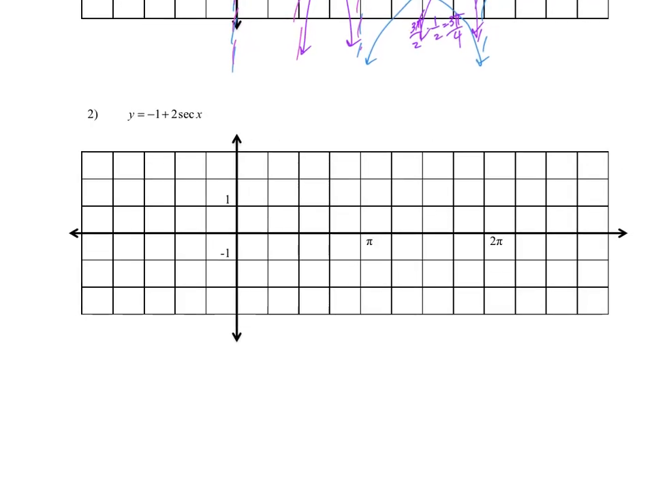So this one, parent graph. Parent graph is secant. So secant of x is the reciprocal of cosine. So now I'm thinking, okay, this is undefined when cosine is equal to 0. Where does that happen? That happens at pi over 2 and 3 pi over 2. And again, I kind of already have my pi and 2 pi there for you. So I can say the asymptotes happen at pi over 2 and at 3 pi over 2.